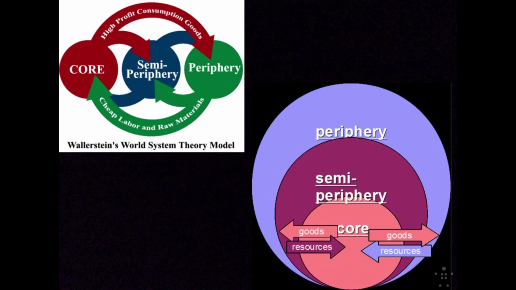And then third aspect of this is countries of the semi-periphery. The remaining countries of the world are somewhat in between the periphery and the core. They exert more power than the peripheral countries, but they're still dominated to some degree by the core countries.